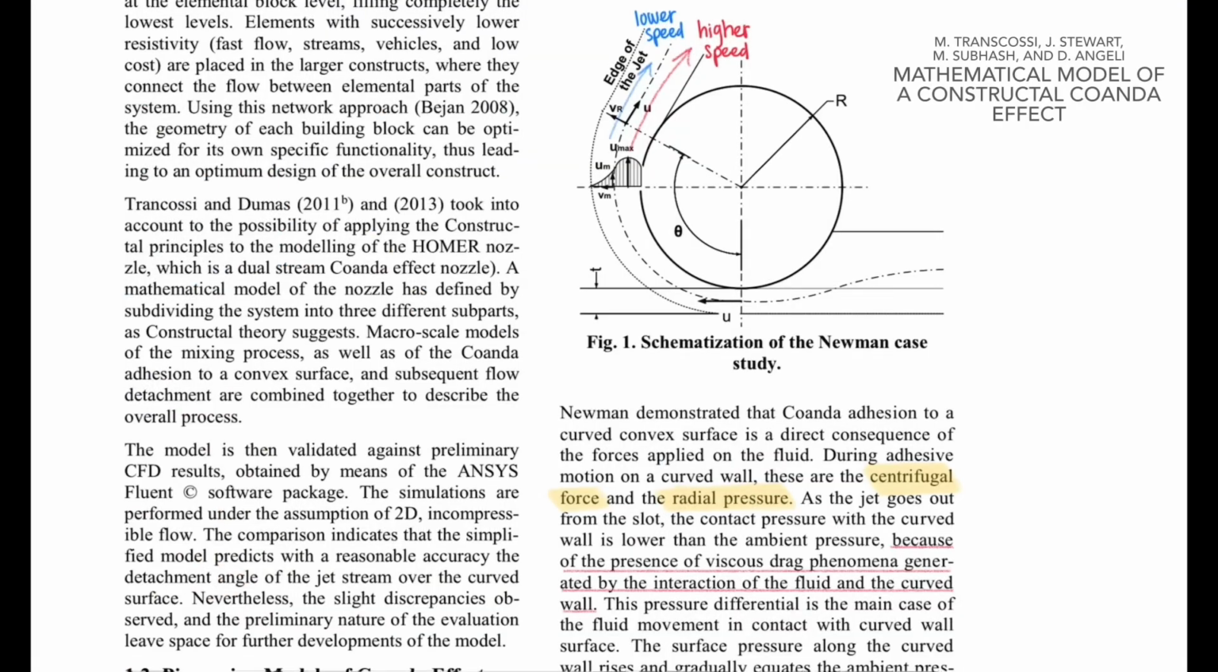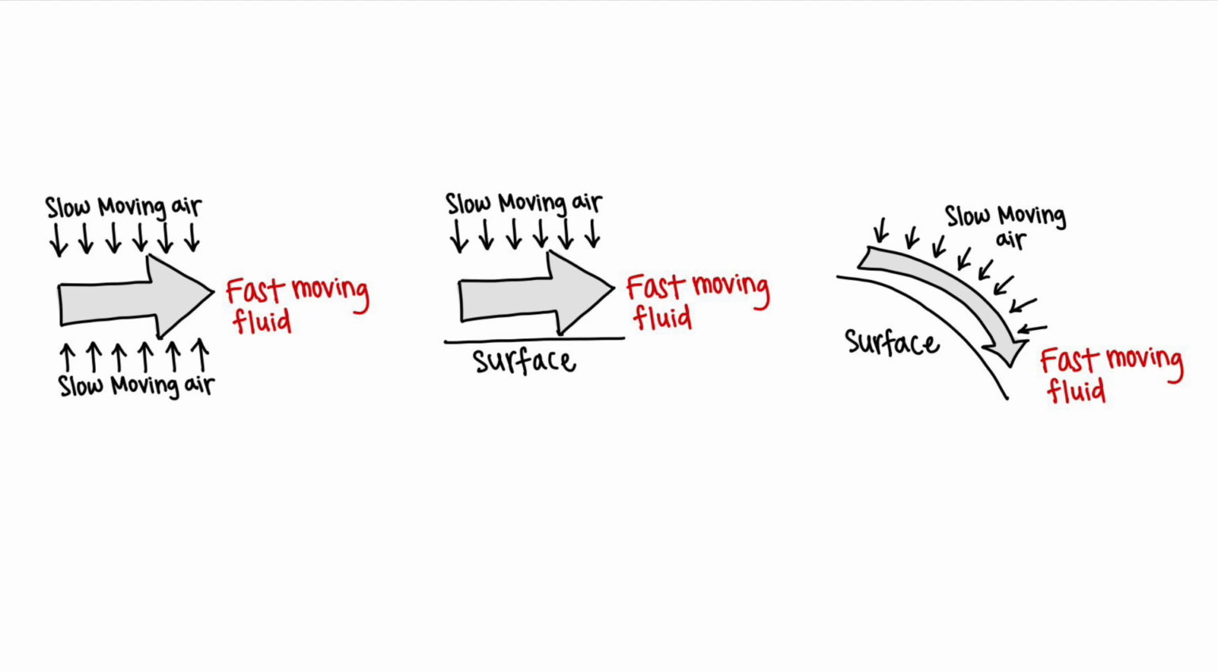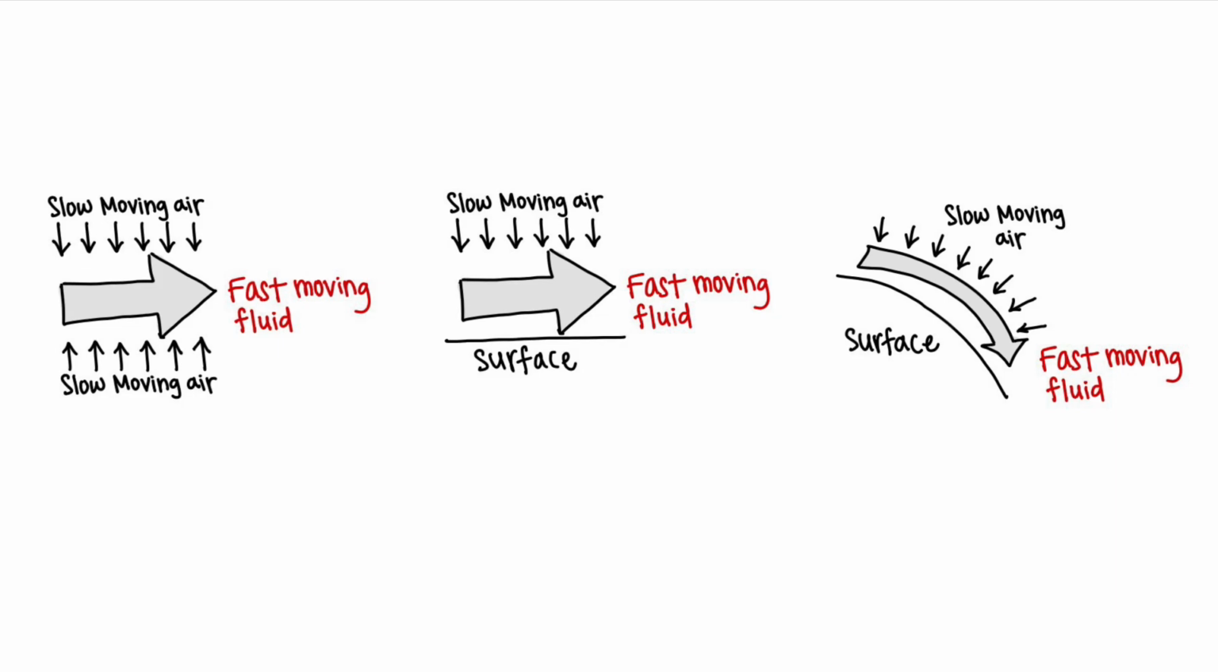The reason Coanda adhesion occurs is because of the presence of viscous drag generated by the interaction of the fluid with the curved surface. The radial pressure gradient along with centrifugal forces increase the fluid speed and keep the fluid in contact with the wall. This is a simplified image of the same phenomena. The pressure difference between the ambient air pressure and contact pressure is the main reason for the Coanda effect.